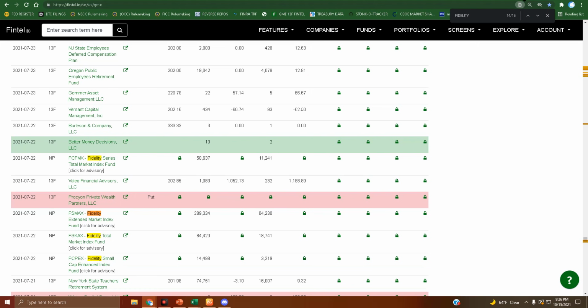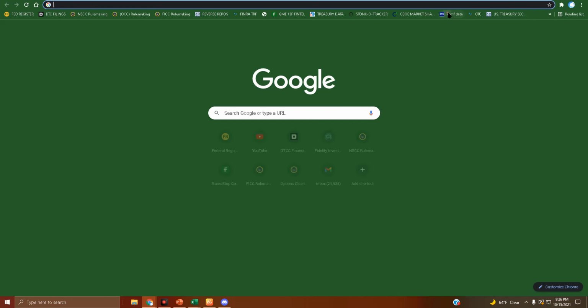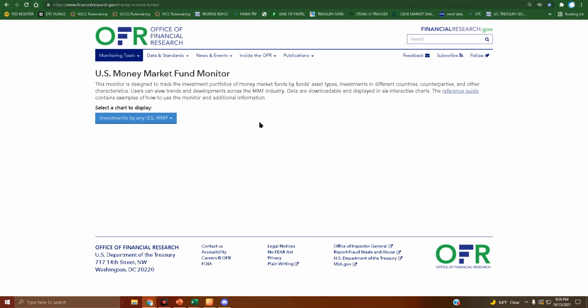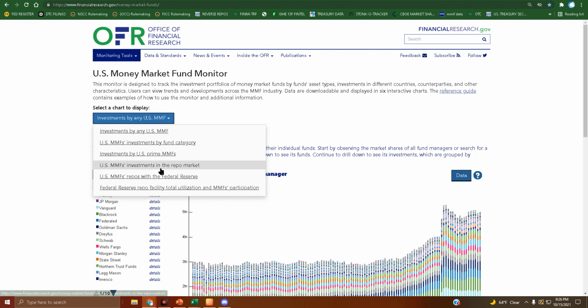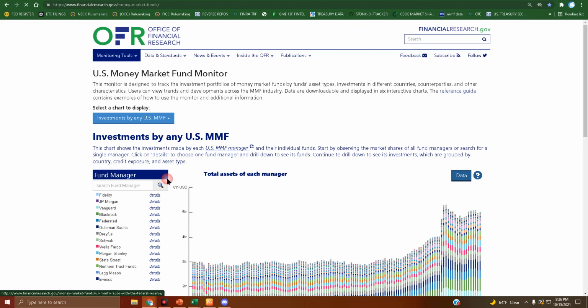And we know this because we can go to the Office of Financial Research, financialresearch.gov. We can go to investments in the repo market with the Federal Reserve.